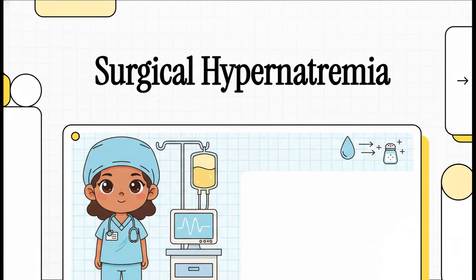All right, let's talk about something you're absolutely going to see on the ABSITE and, more importantly, in your surgical ICU: hypernatremia. Now, this isn't just about chasing a lab value, it's about really understanding the art of water balance in your sickest patients. So let's get right into it.